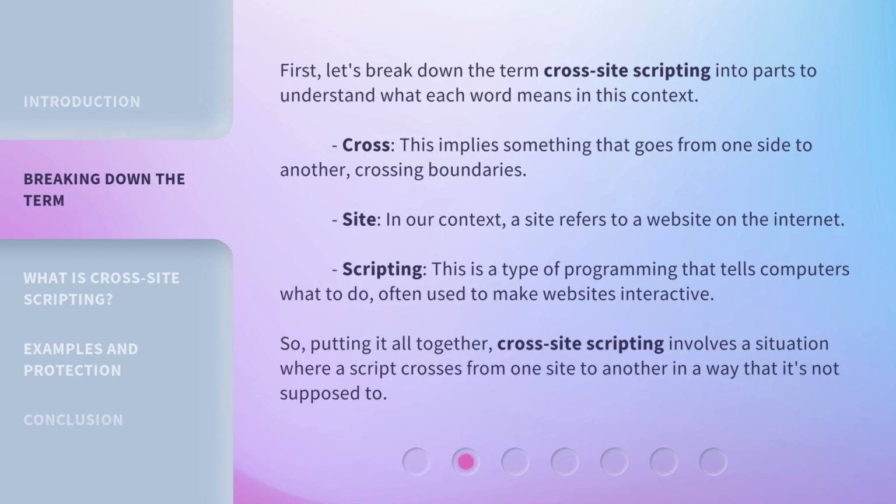First, let's break down the term cross-site scripting into parts to understand what each word means in this context. Cross. This implies something that goes from one side to another, crossing boundaries. Site. In our context, a site refers to a website on the internet. Scripting. This is a type of programming that tells computers what to do, often used to make websites interactive. So, putting it all together, cross-site scripting involves a situation where a script crosses from one site to another in a way that it's not supposed to.